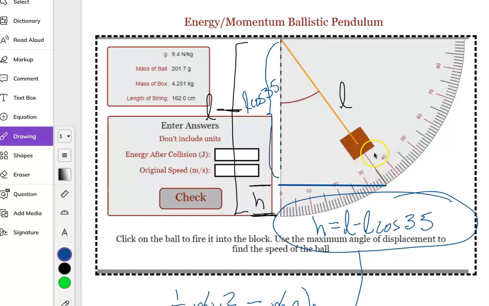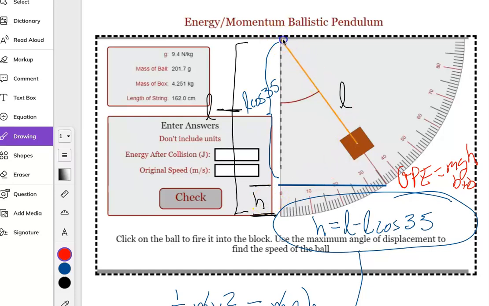So in order to find the speed of the ball, what we're going to do is we've got to find out how much potential energy the ball and the box have at the very top. So right here, it's going to have gravitational potential energy, and that's mgh, but that's for the box plus the ball. How do we find out the height is the big question.